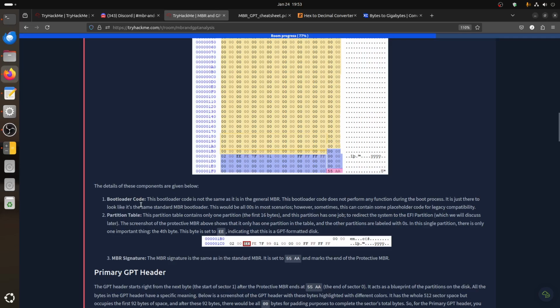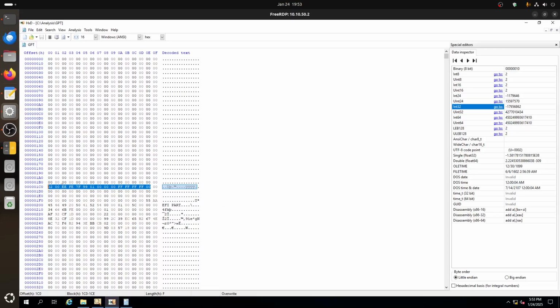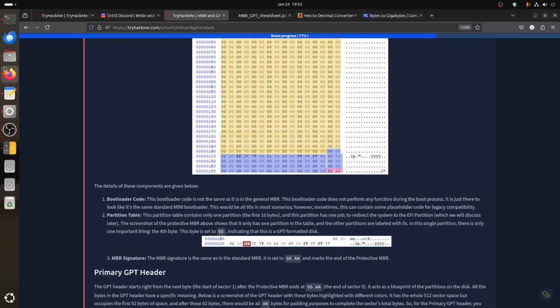The bootloader code. This bootloader code is not the same as it is with the general MBR. It does not perform any function during the boot process, it's just there to look like the standard MBR bootloader. So the byte is set to EE, indicating it is a GPT.